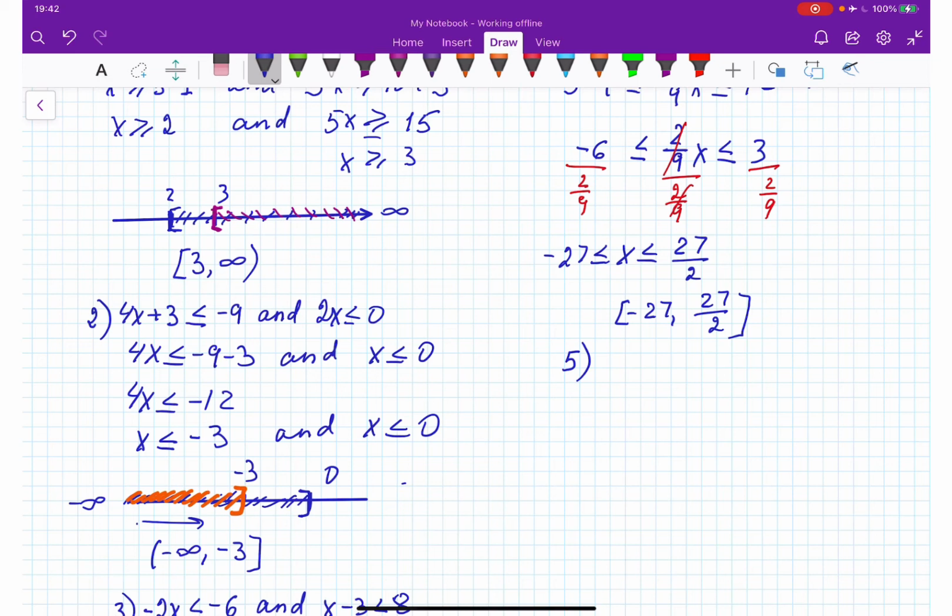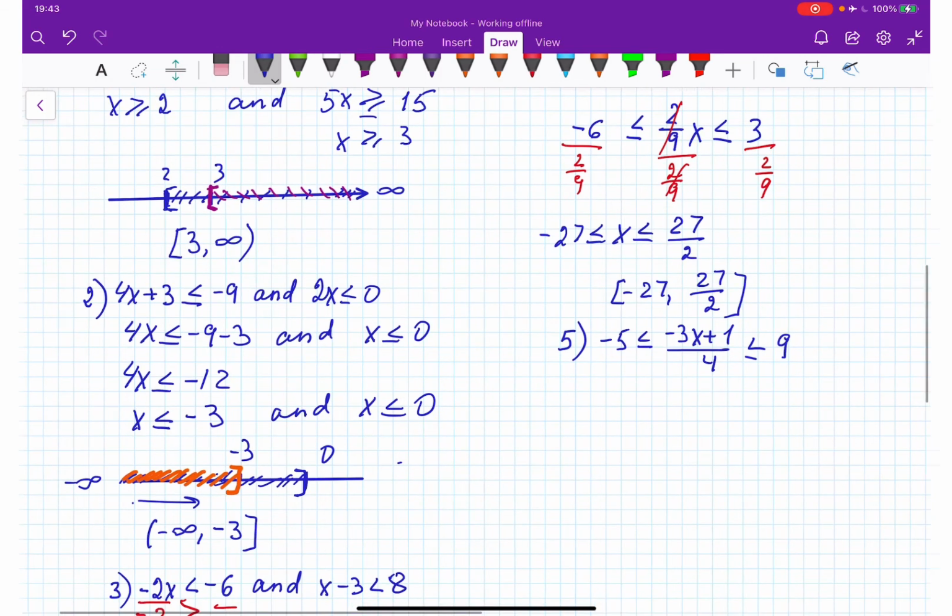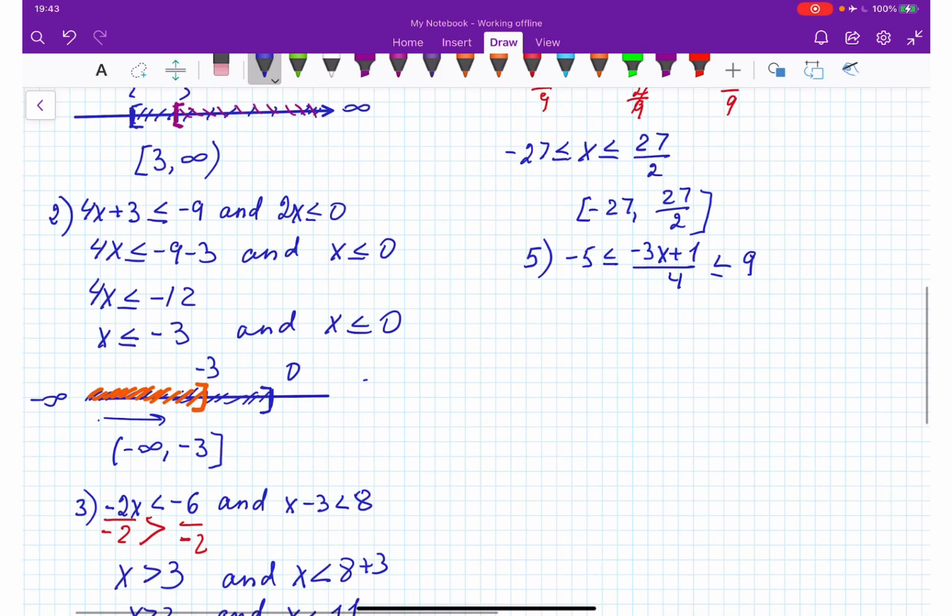So we have negative 5 less than or equal to negative 3x plus 1 over 4, and less than or equal to 9. Okay, so we need to bring in common denominators. Since the denominator is 4, what do we do? This is 5 divided by 4 times 4, right?